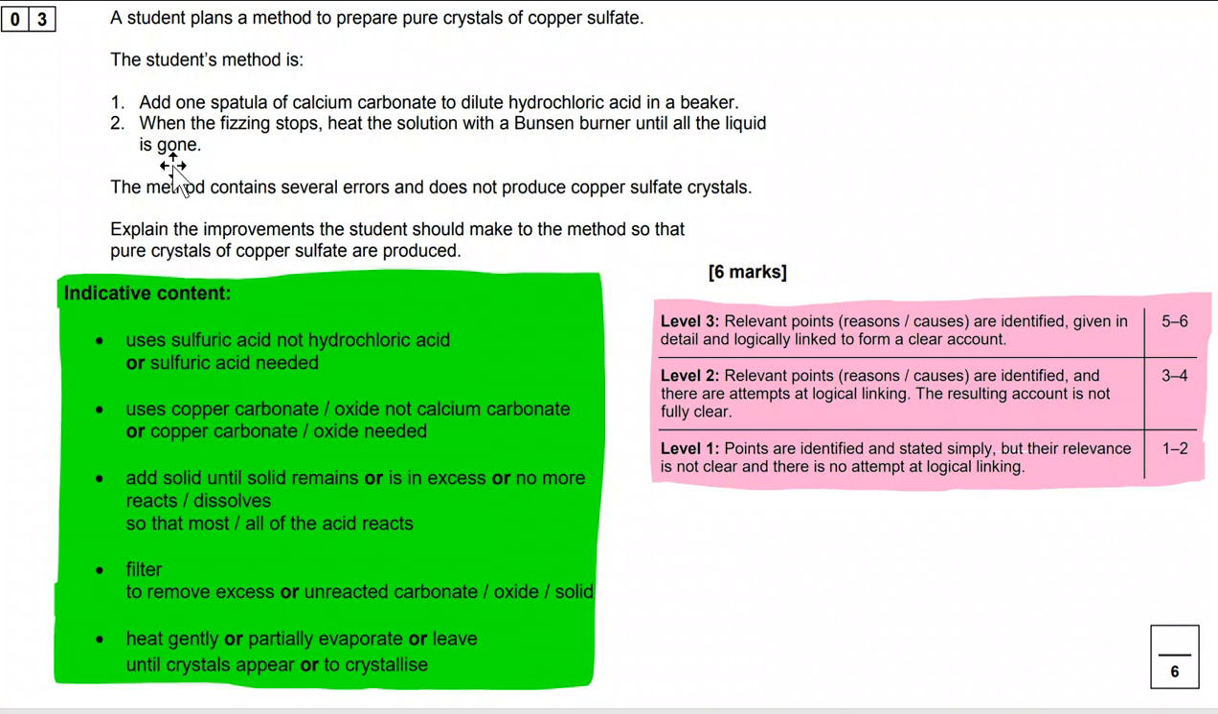And finally, we've got the fact that we're heating until all the liquid is gone. Well, actually, you heat gently and you only do that until around half the liquid is gone, or certainly some of the liquid is gone. And you then allow the remainder of the evaporation and crystallization to happen more slowly, potentially at room temperature. And that takes us to the end of that question.